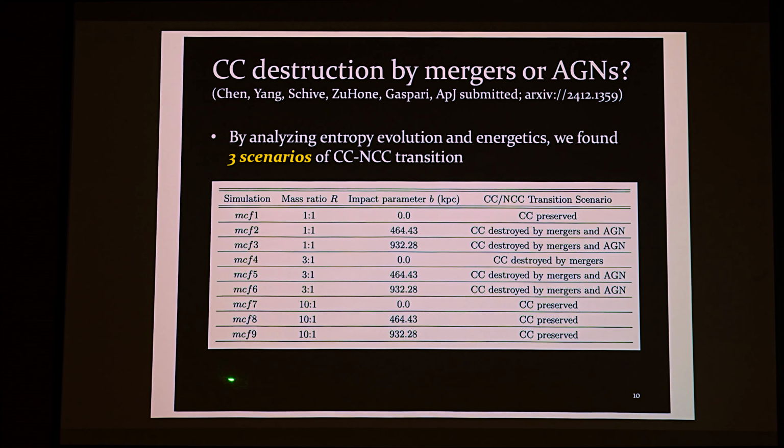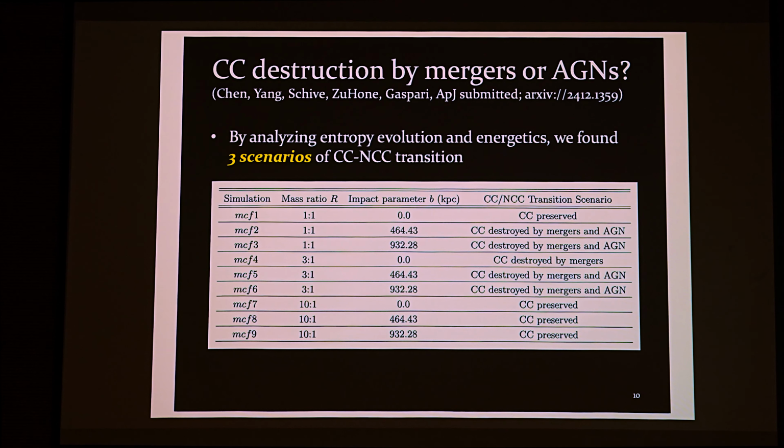Here, again, you can see we have 9 different simulations with different mass ratios and impact parameters. This last column represents the end result at the end of the simulation. You can see that in some cases, the cool cores are preserved, and some are destroyed by mergers or AGN feedback. Basically, what we found are 3 different scenarios of cool core and non-cool core transition.